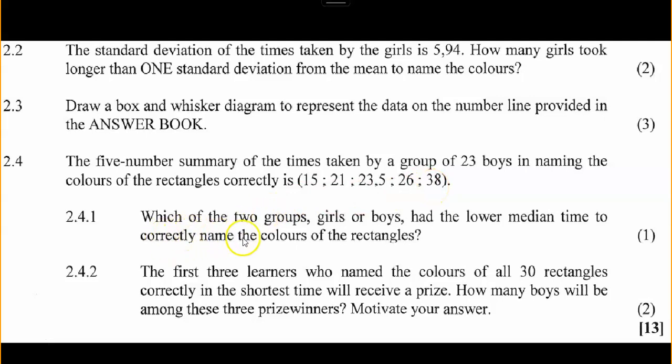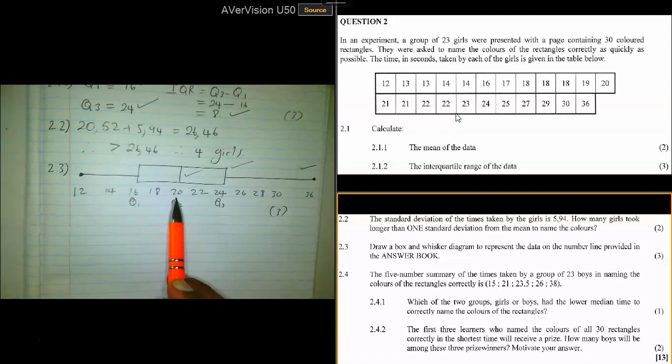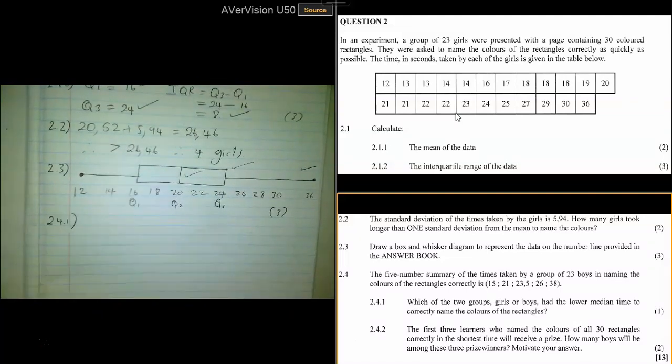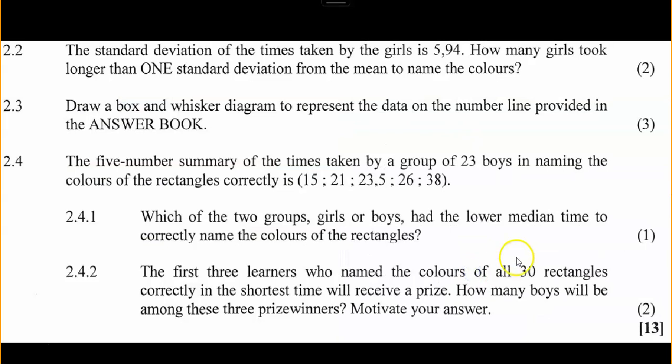2.4.1. Which of the two groups, girls or boys, had the lower median time to correctly name the colors of the rectangles? We know by the data given here that the boys' median time was 23.5 seconds. If we look at the girls' box and whisker, you'll see the girls' median time was 20. So the answer to 2.4.1 is that the girls had a lower median time than the boys. That's a straightforward one, for 1 mark.